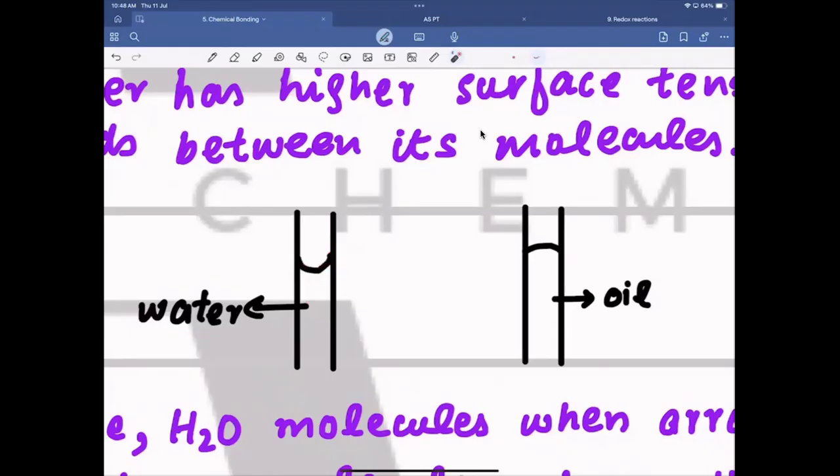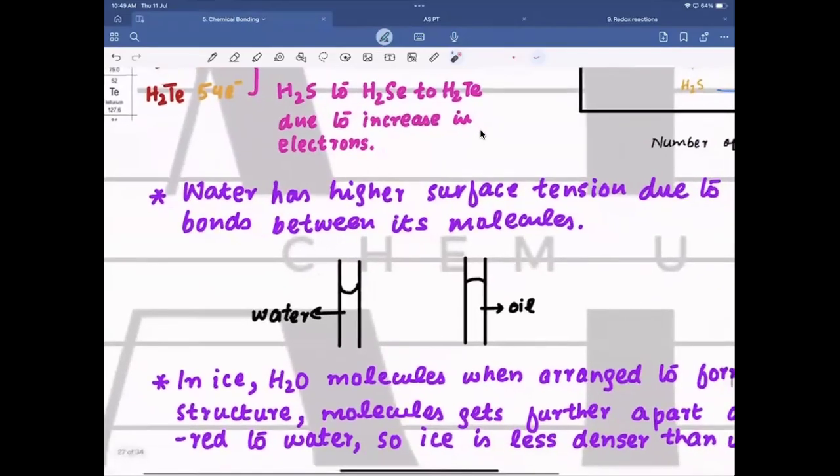It is because of hydrogen bonding. The hydrogen bonding is so strong that the molecules are attracting each other very strongly. As a result, we get this kind of curved shape, or the meniscus of water. Is this clear? Yes, sir. So that is called high surface tension. Because of high surface tension, the meniscus of water would be like this instead of being this. Is this clear? Yes, sir.